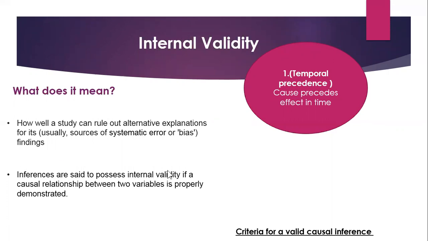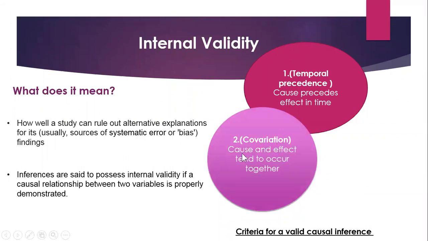Inferences are said to possess internal validity if a causal relationship between two variables is properly demonstrated. Meaning, when two events happened and you know that these two are directly related to each other and causal, one caused the other, then you'd say this is internally valid. And it's composed of three components. The first one is called temporal precedence, which is that the cause precedes the effect, meaning the cause came before the effect happened. And then you have covariation, which is that cause and effect tend to occur together.